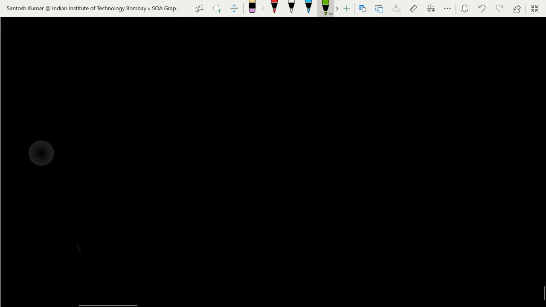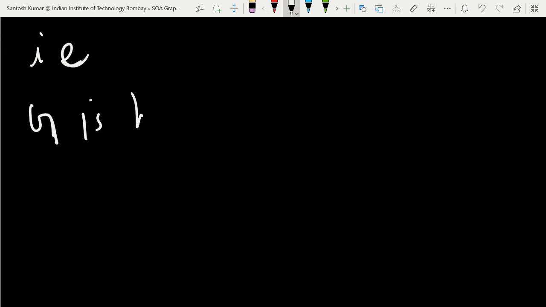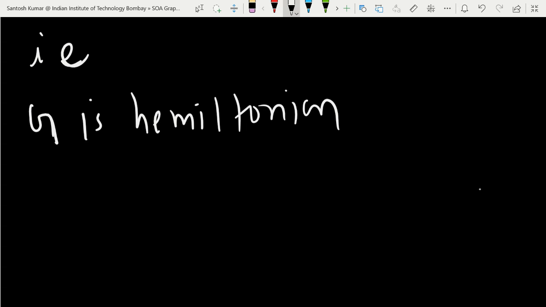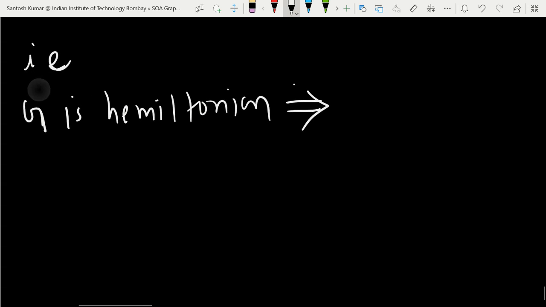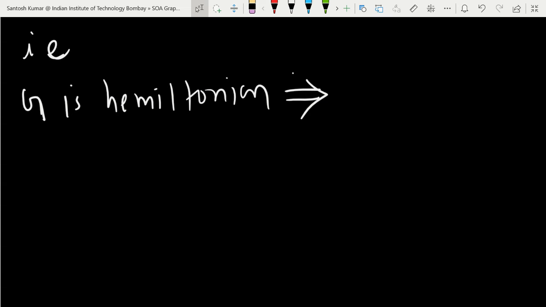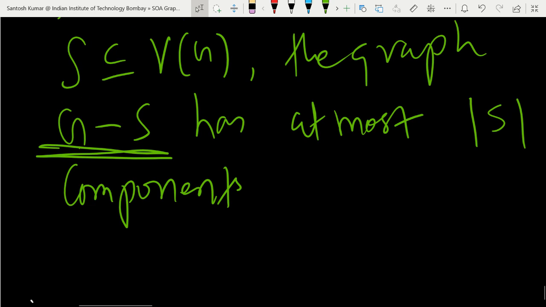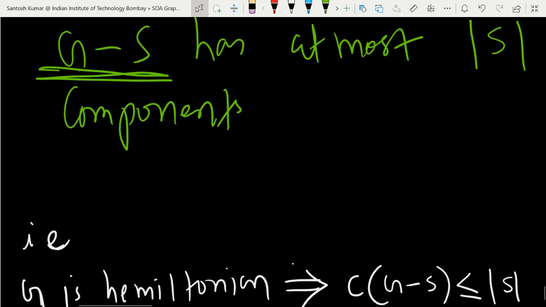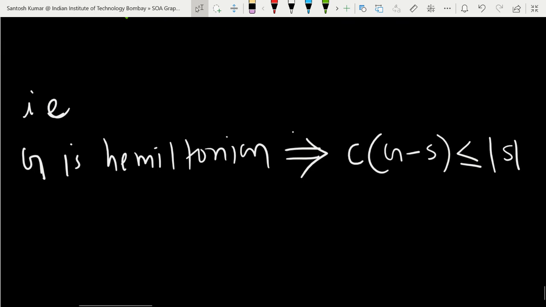So in short, as a summary: G is Hamiltonian implies the number of components in G minus S will be less than or equal to |S|. It said at most |S| components, so at most means maximum, so that will be less than or equal to this.